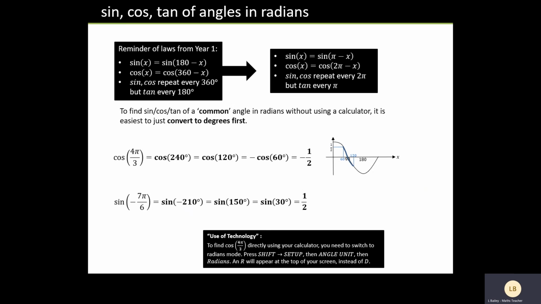On your calculator, if you press shift and set up, then angle unit, you've got a number of different options that you can choose from. If you're going to key in the radians directly into the calculator, you need to make sure that you've chosen the radian option in your calculator.